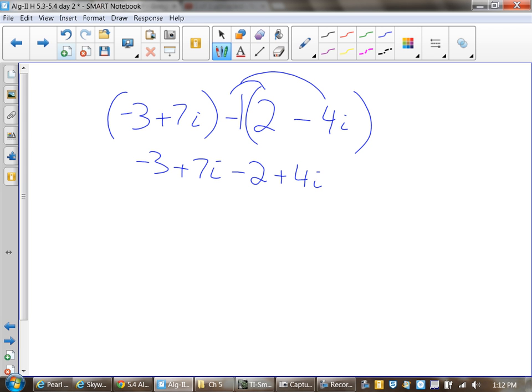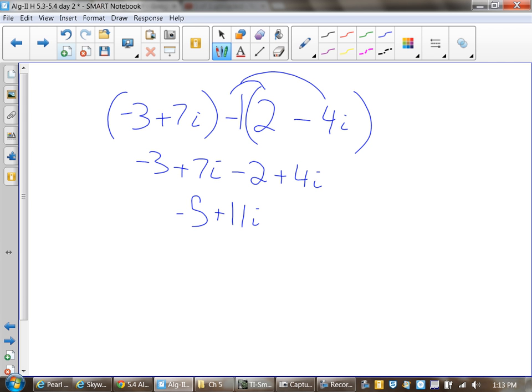So what's -3 minus 2? -5. 7 plus 4? 11. So that's adding and subtracting. Someone asks about setting it equal to an integer or a complex number. We're not setting anything equal to anything. You will not be setting anything equal to anything here. There's no equalities, nothing at all.